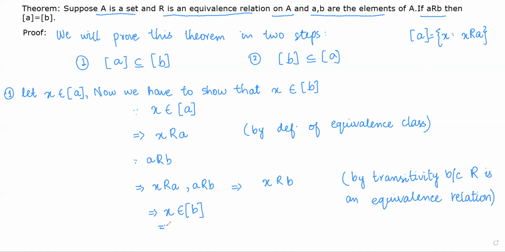X belongs to the class of b. Because we assumed that x belongs to the class of a, and now we have proved that x belongs to the class of b as well, it means that the class of a is a subset of the class of b. Now this is our first step. We name it as equation number 1. Let us move on to the second step.